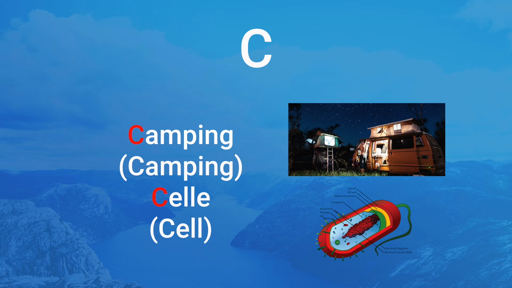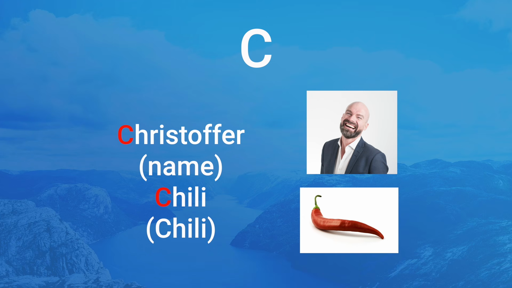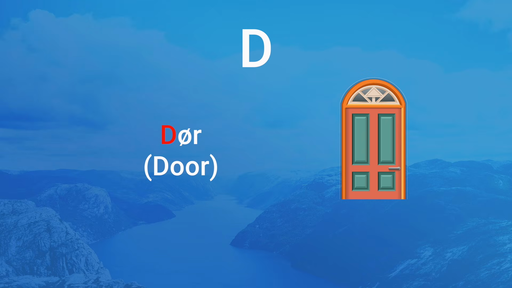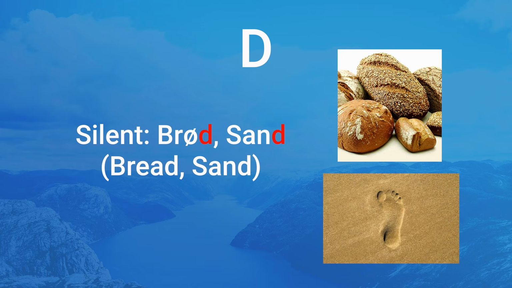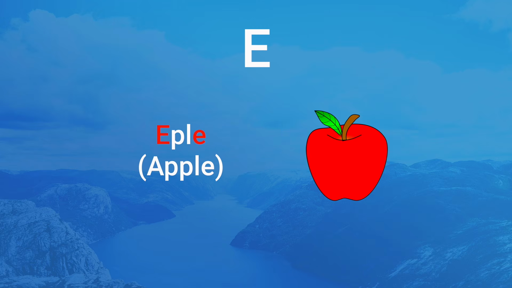C. When it comes to the letter C, there are a few different pronunciations. Typically, however, it will either sound like an S or a K sound. So examples would be camping, camping. Celle, celle. Kristoffer, Kristoffer. Chili, chili. D, dør, dør. Occasionally, a D inside a word may be silent, and a few examples of this are brød, brød. Sand, sand.